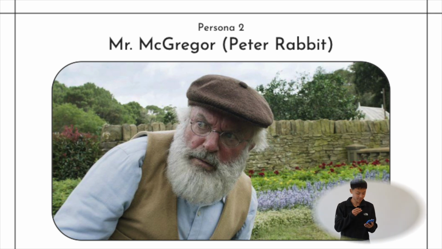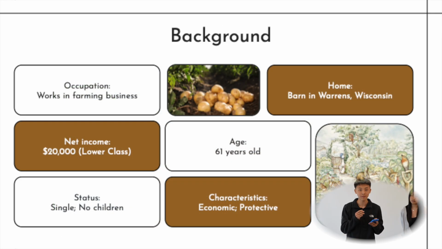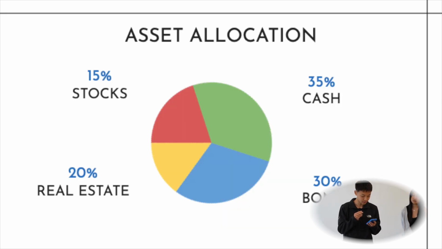Thank you. My name is Frank, and my persona is Mr. McGregor from Peter Rabbit. Mr. McGregor works in a farming business, making $20,000 a year, so he's in the lower class. He lives in a barn in Wisconsin, and he's 61 years old.